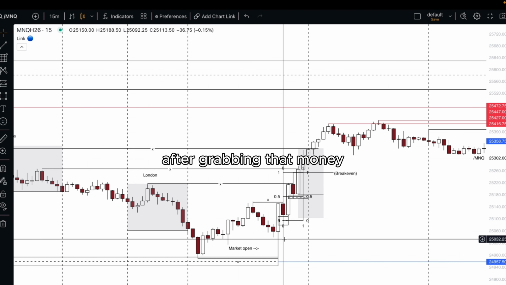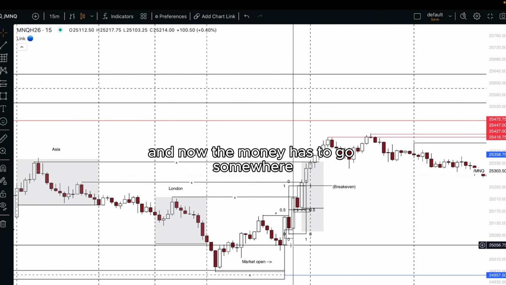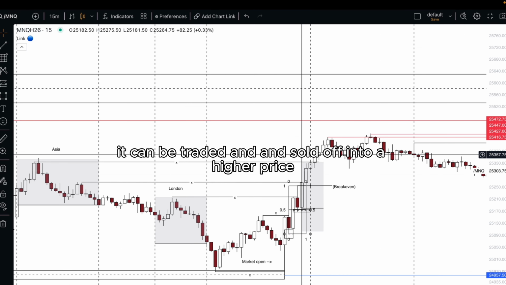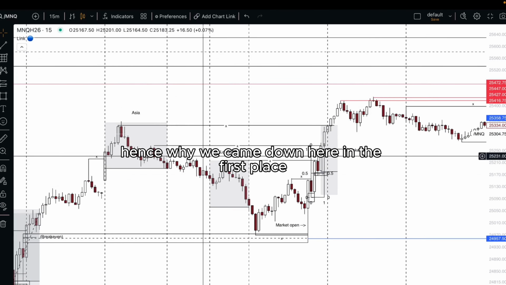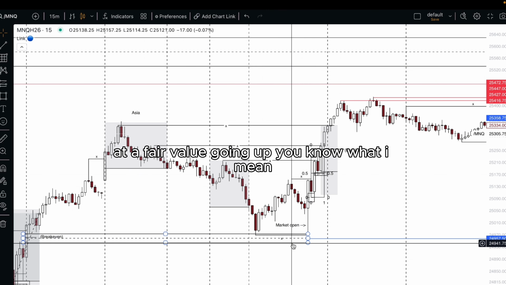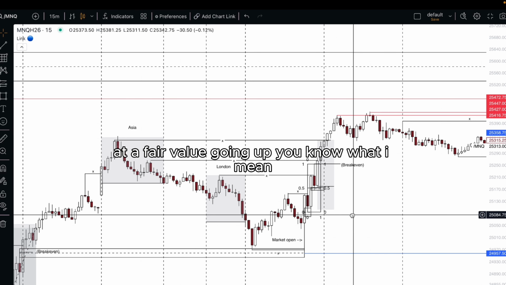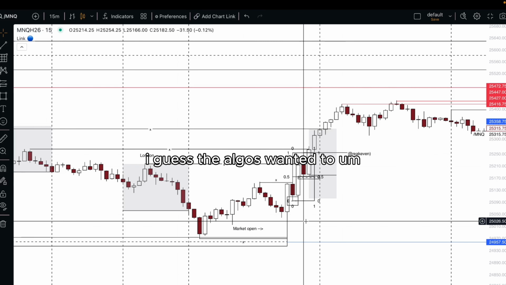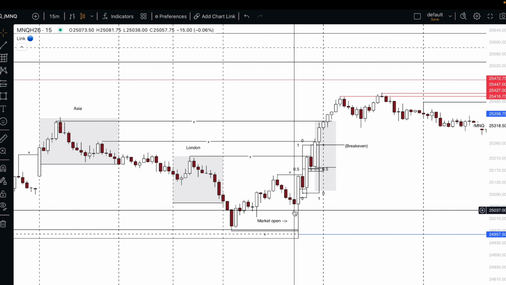After grabbing that money, the money has to go somewhere to offset these buy side liquidity. It can be traded and sold off into a higher price. Hence why we came down here in the first place to that equilibrium, that discount I talked about earlier, at a fair value going up. You know what I mean? And maybe they were either more greedy or didn't have enough money, and I guess the algos wanted to do a little Judas swing and then go up.